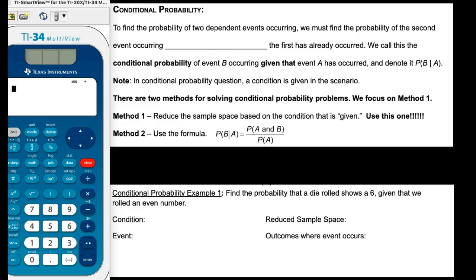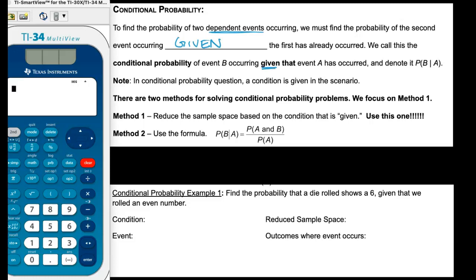In this video, we're going to talk about conditional probability. If you watched the video on the multiplication rules, you've really already experienced conditional probability, because when you find the probability of two dependent events occurring, which is what I did in those videos, we must find the probability of the second event occurring given that the first has already occurred. So this given condition, this first thing already occurring, affects the second thing happening, and we call this conditional probability.